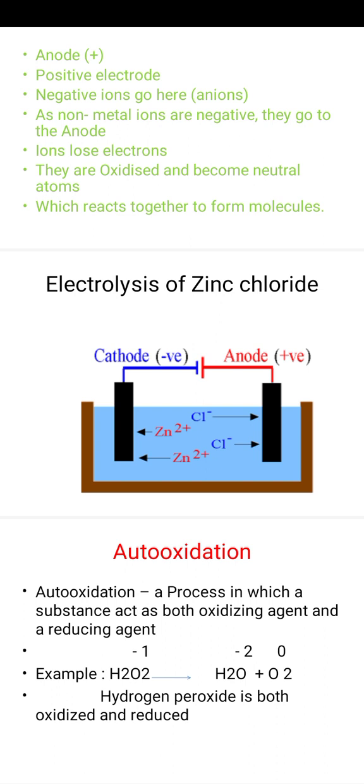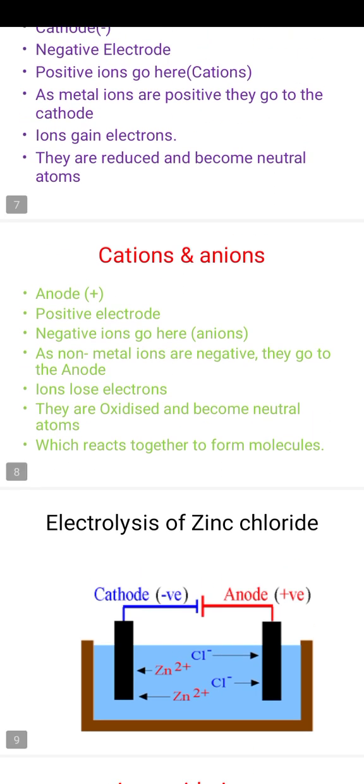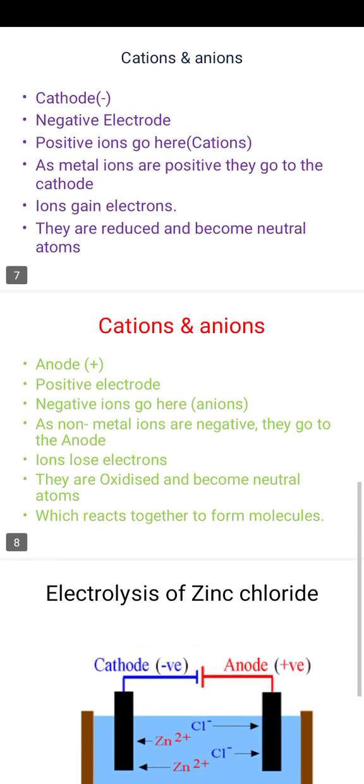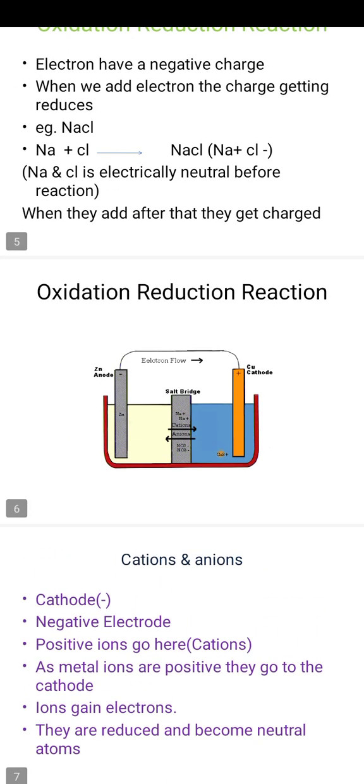In oxidation-reduction reactions, the cathode and anode have an important role. The anode attracts the non-metal ions, which are negative, and the metal ions, which are positive, go to the cathode. This can form an oxidation-reduction reaction. You all understand the oxidation-reduction reaction.